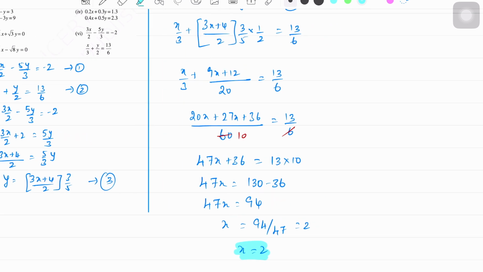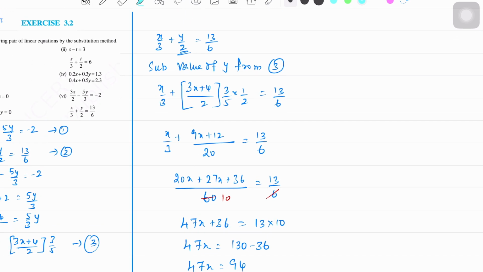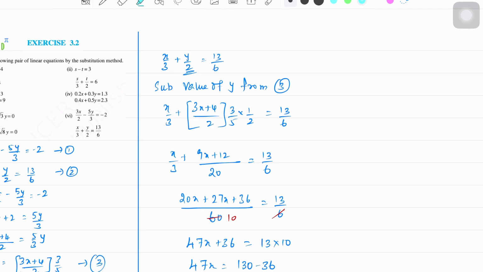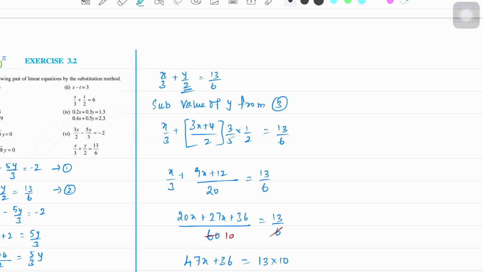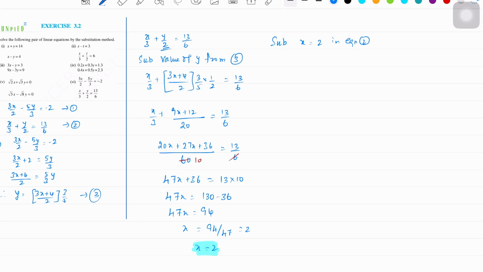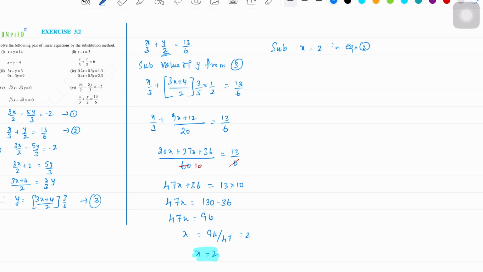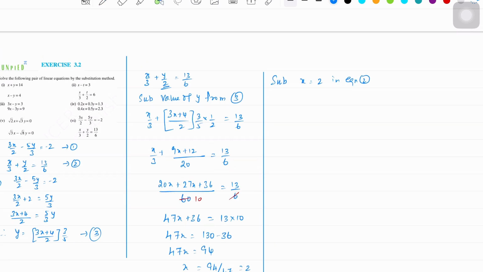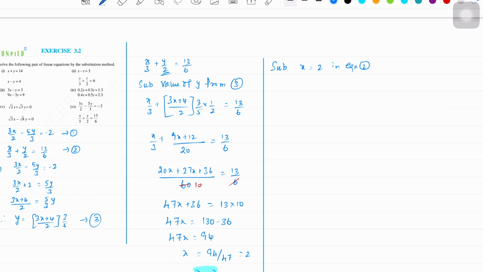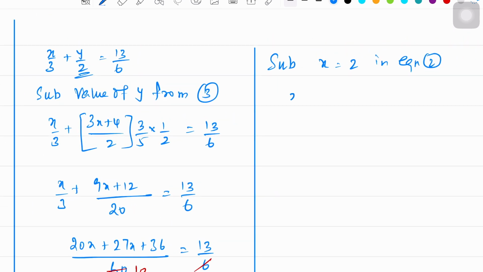Now we can substitute x equal to 2 in one of these equations, and we can get the value for y. So x equal to 2, let's put this in equation 2. Substituting x equals 2 in equation 2. So let's do it here. Just for clarity, we'll put a line here. Okay, now what is 2? x over 3 plus y over 2 equals 13 over 6. Now I'll put the value of x. So this is 2 over 3 plus y over 2 equals 13 over 6.